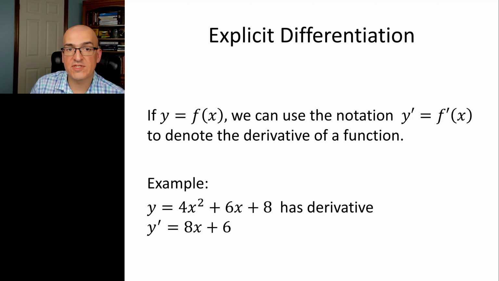So for a very simple example, if our function was described as y equals 4x squared plus 6x plus 8, the derivative would be y prime, which we would compute using the power rule as 8x plus 6, or 8x plus 6 plus 0, since the derivative of 8 is 0. And then we can just drop the plus 0 since it doesn't have any effect on the answer.